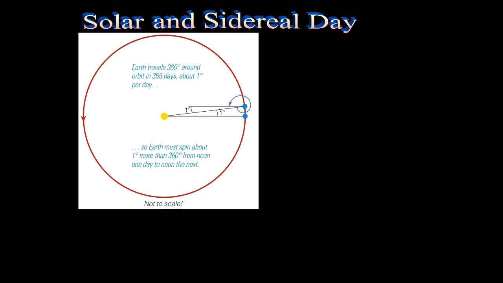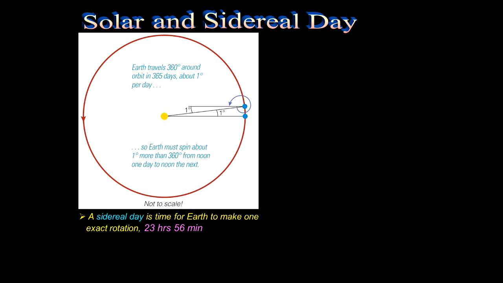So a solar day is 24 hours. But let's understand the difference here. The Earth rotates once every day, and there's 365 days in a year. Well, if you think about the path of the Earth around the sun, it's 360 degrees that it traverses. So every day it moves around the sun about 1 degree. So that's the key to understanding what's going on here.